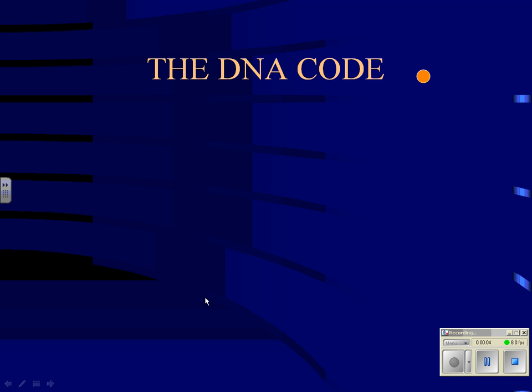So we talked about DNA structure. We talked about how it copies itself and how it's important that it copies itself correctly because it's the code. Today we're going to take some time with one of the difficult topics in biology, and that's the code itself and what it actually does.